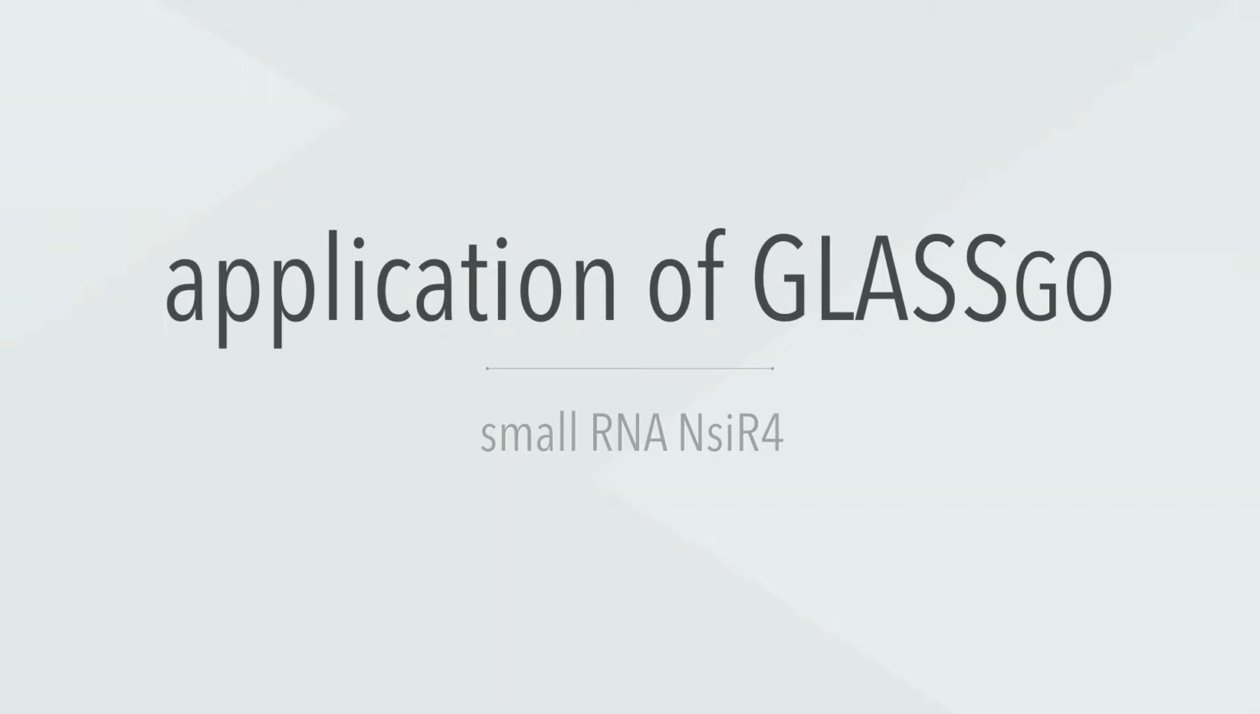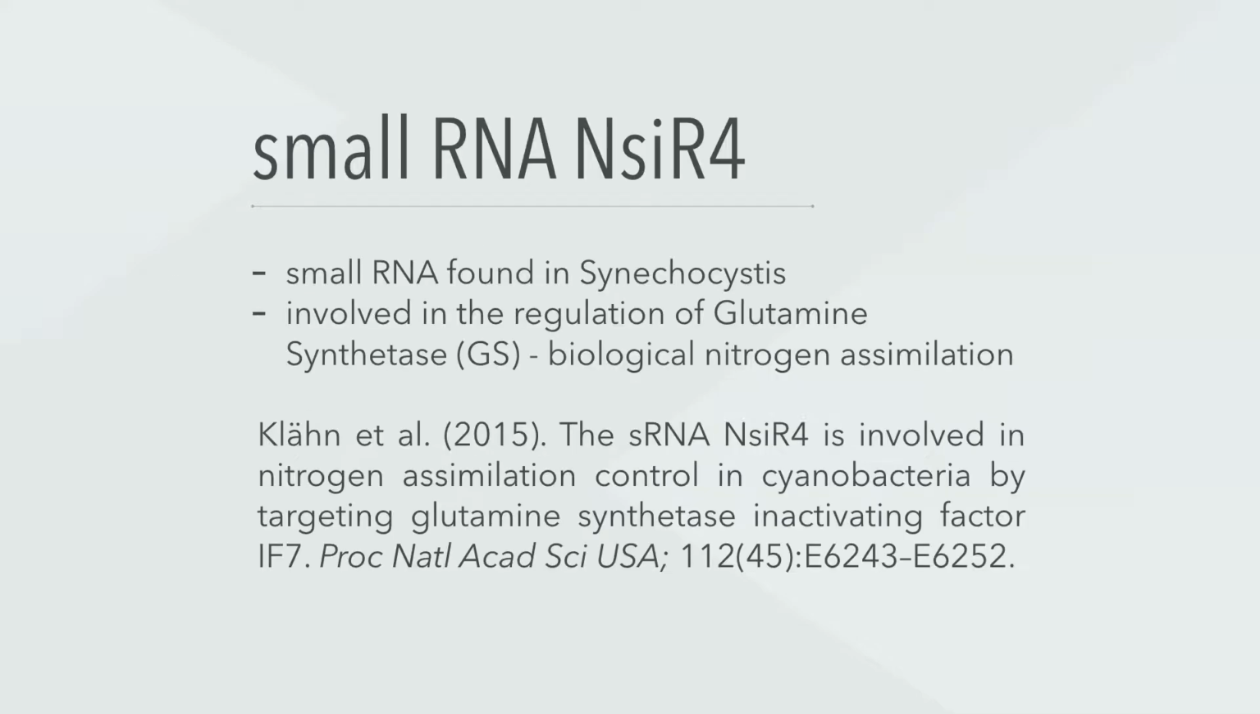In this video we will showcase GLASSgo in detecting homologs of the small RNA NSIR4. NSIR4 is a cyanobacterial small RNA that has been detected in Synechocystis by Klähn and co-workers. It is involved in regulation of glutamine synthetase, which is a key enzyme in the biological nitrogen assimilation.